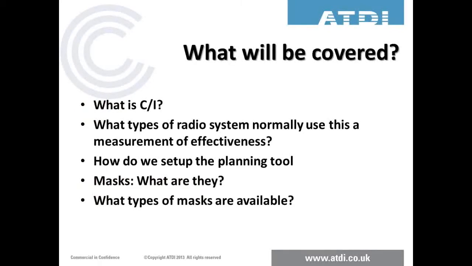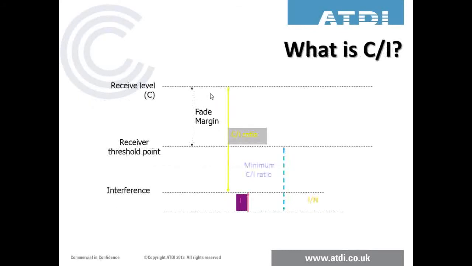So what will we be covering in this webinar? What is C2I? A brief outline of what exactly it is in theory. What type of radio systems would use this as a measurement? How would we set up ATDI planning tools to actually be able to calculate the carrier to interference? Masks, what are they, and what type of masks are available within the ATDI planning tools?